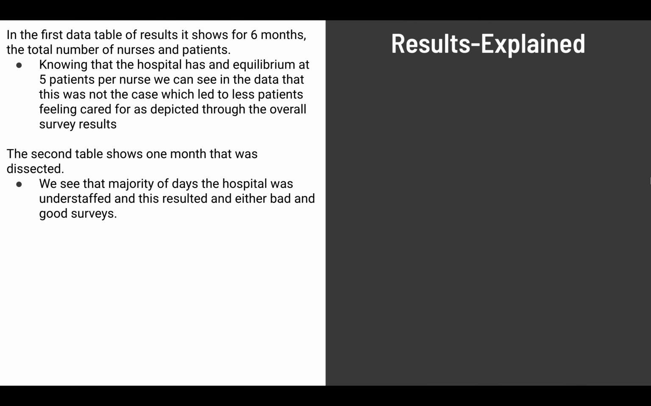Now, results explained. There's going to be a little bit of what we explained before, but moreover, the first data table shows, for 6 months, the total number of nurses and patients. Knowing that the hospital has an equilibrium at 5 patients per nurse, we can see that this was not the case, which led to fewer patients feeling cared for, as depicted through the overall survey results. The second table shows 1 month that was dissected. We see the majority of days the hospital was understaffed, and this resulted in either bad or good surveys.